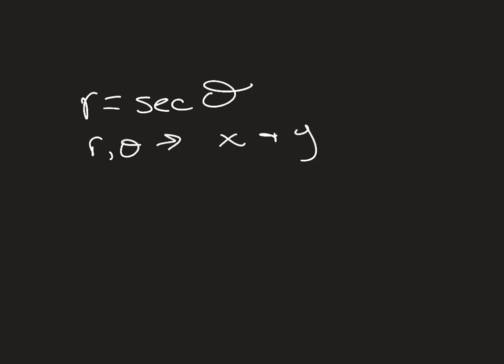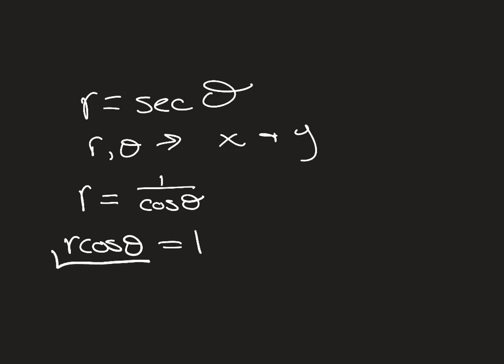So the next one says r equals secant theta. Okay, so I need to take my r's and my thetas and make them become x's and y's. I don't know a lot about secant except that it's related to cosine, so let's see if that helps me. You should always try something. Secant is equal to 1 over cosine theta. I'm going to multiply this cosine over. So I'm going to have r cosine theta equals 1.